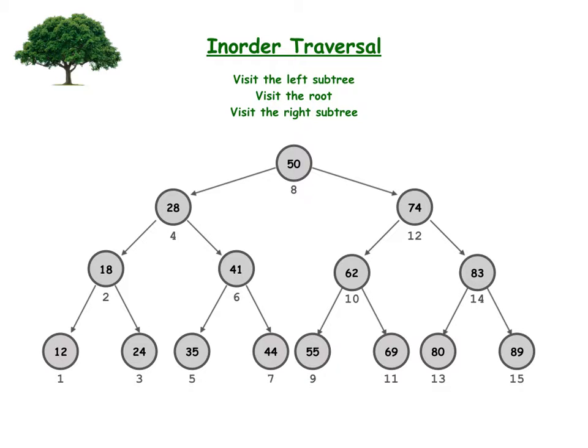And below each node is the number. It's specifying the order in which each node was visited.